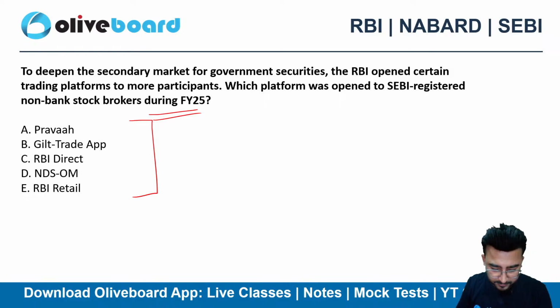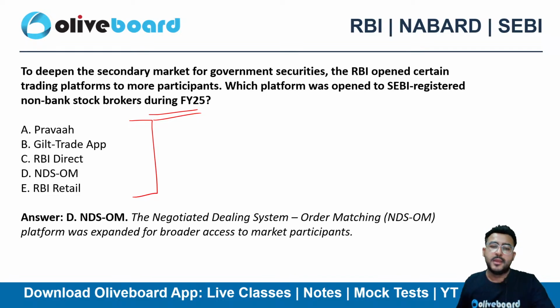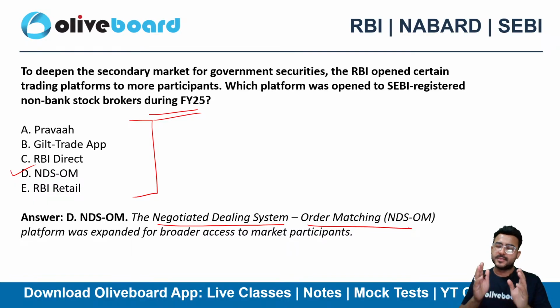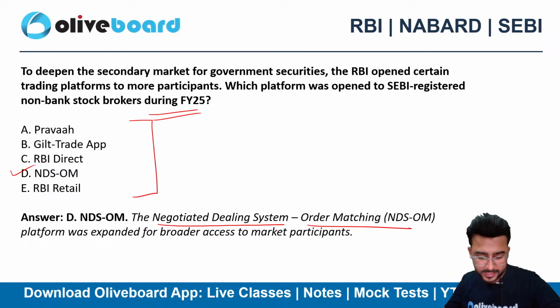Again a simple one. Yes. The correct answer here will be NDSOM platform. Okay, option D, NDSOM platform. So the full form is Negotiated Dealing System Order Matching, and please do remember this particular NDSOM platform. There is a completely separate video on this concept. Very, very important for your examination, right?